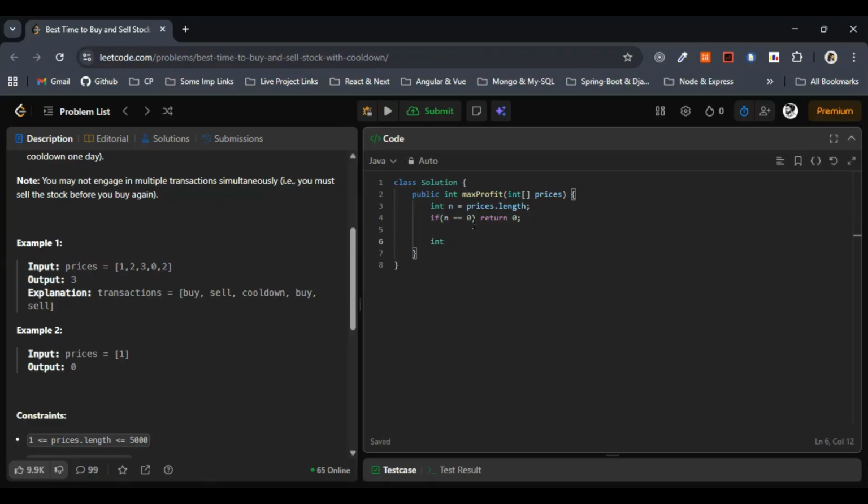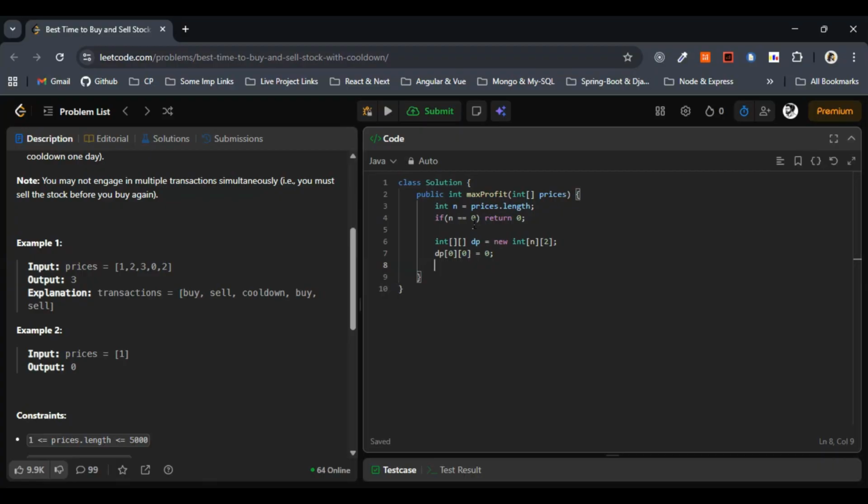The next step, as I said, we'll be going with the DP approach. So let me initialize the dp array to a new int of size n as well as 2 respectively. Now on day 0, we are not holding, so profit will be quite obviously 0. So this one will be dp of 0, 0. Let me assign this to 0.